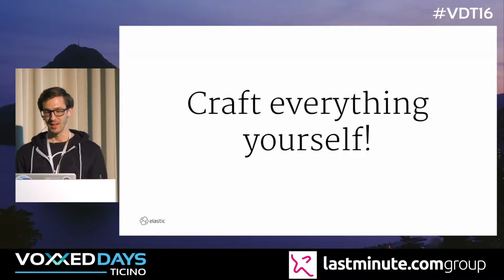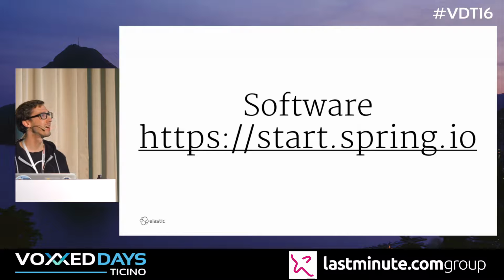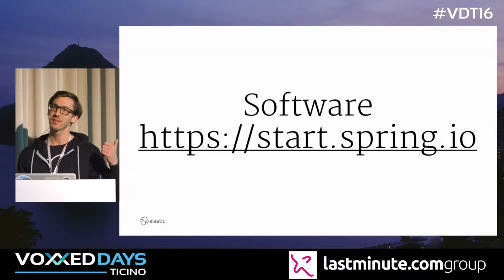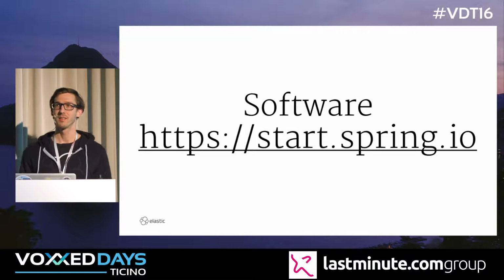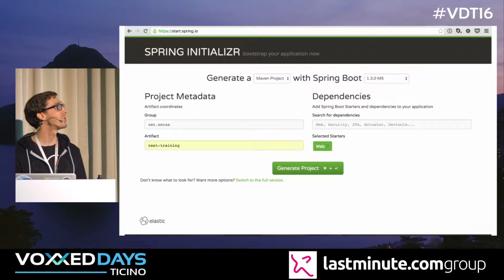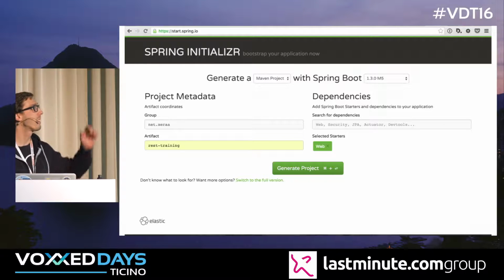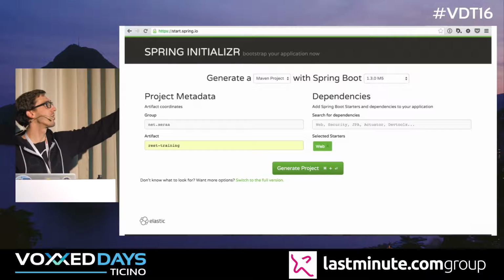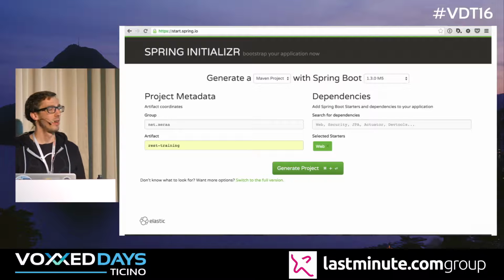Yeah, so I'm coming from the Spring side of things. Who's using stuff like that? So few, okay. If you haven't used it, that's pretty nice. You just say Maven or Gradle, the version you want to be built on. Then you just say my group name, my artifact name, and you can pull in dependencies.